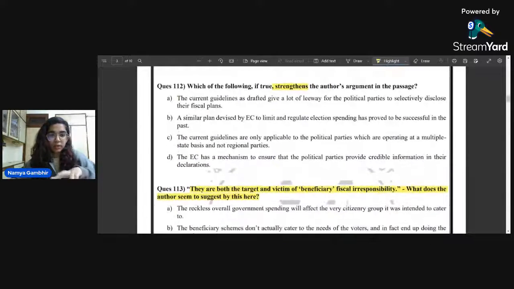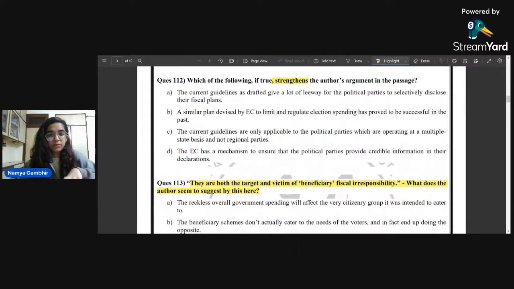Now we move to the second question. Which of the following, if true, strengthens the author's argument in the passage? Now we have to strengthen the author's argument. So if we read this question, we have first, the current guidelines as drafted give a lot of leeway for the political parties to selectively disclose their fiscal plans.